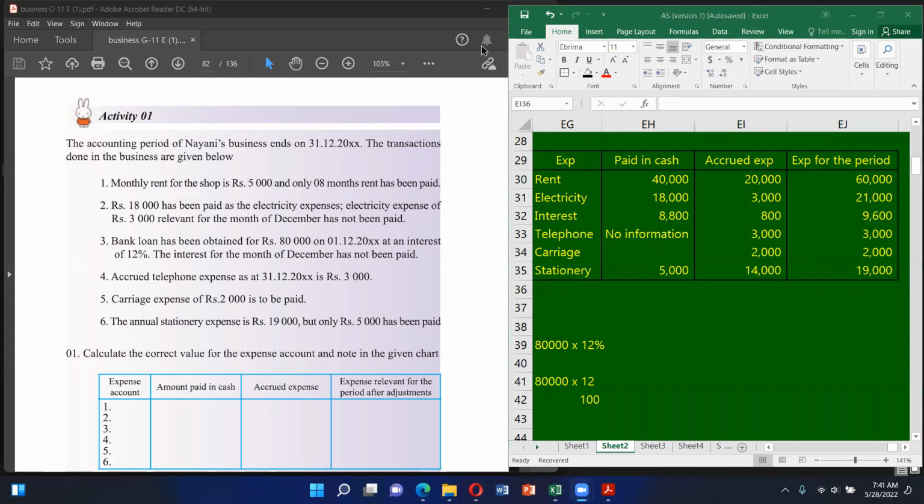Excuse me, sir. In the third one, if you obtain the loan on 1st December, do we have to pay the interest for the whole year? Hold on. I made a mistake there. It's my mistake. I thought this was January. I didn't read. Okay, sorry. So please do amend. So this should be 800.